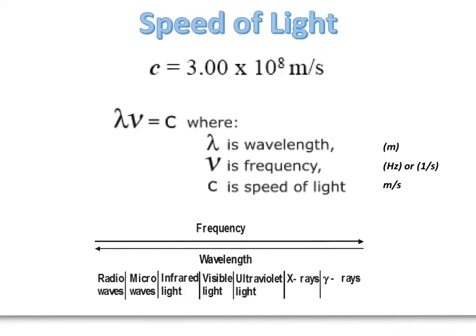As you consider the entire electromagnetic spectrum, from radio waves with the longest wavelength to gamma rays with the shortest wavelength, the longer the wavelength, the lower the frequency. The shorter the wavelength, the higher the frequency. All forms of electromagnetic radiation travel at the same speed. As you study, make sure that you know the order of the various types of electromagnetic radiation.